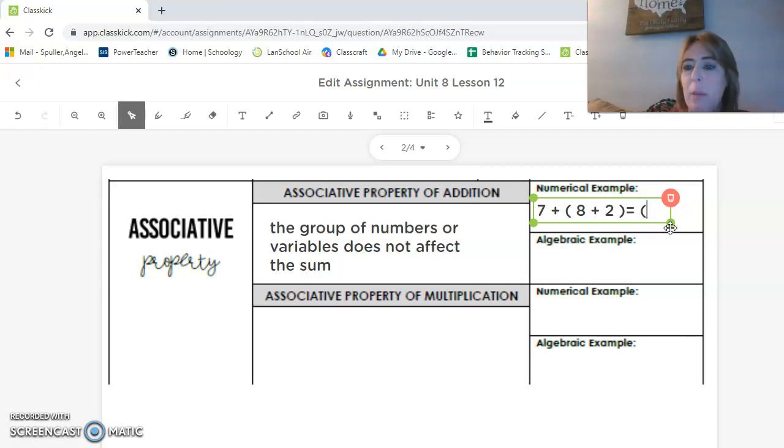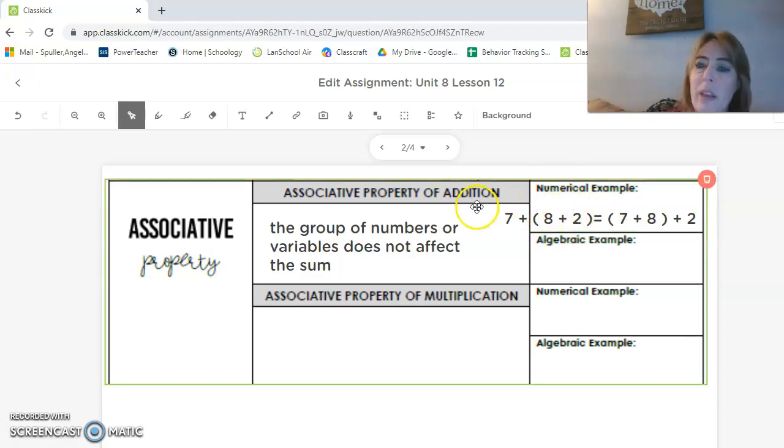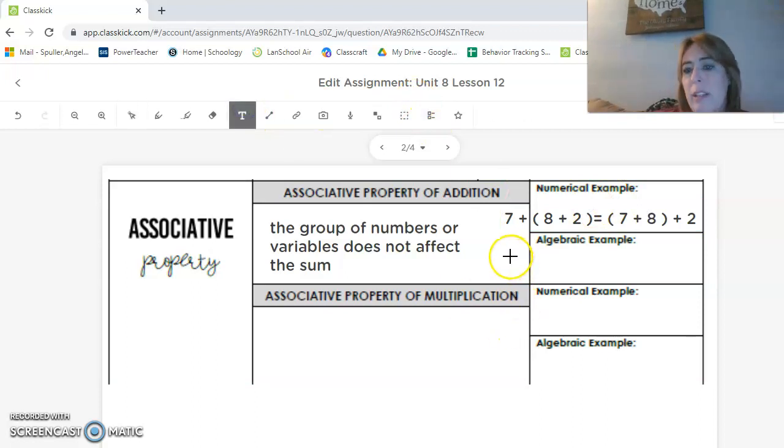So instead of saying 8 plus 2 in the parentheses, I can say 7 plus 8 in the parentheses plus 2. I still have the same numbers. I still have the same values. It's still going to get the same sum or same answer. So look in here, 8 plus 2 is 10, plus 7 is 17. 7 plus 8 is 15, plus 2 is 17. They're equal.